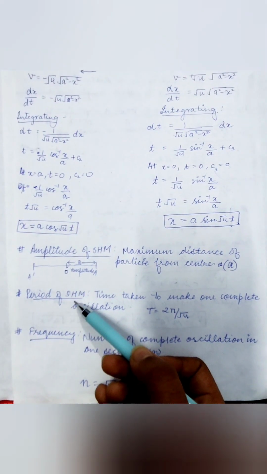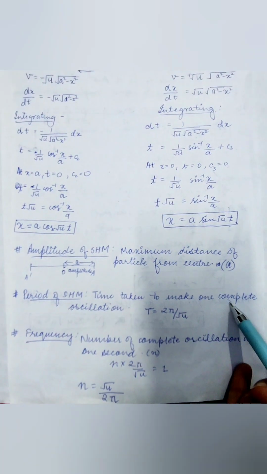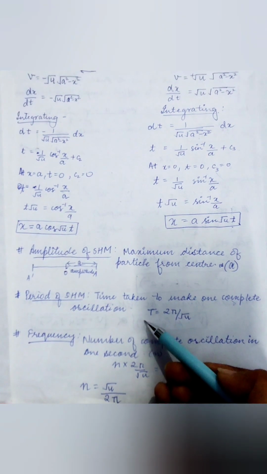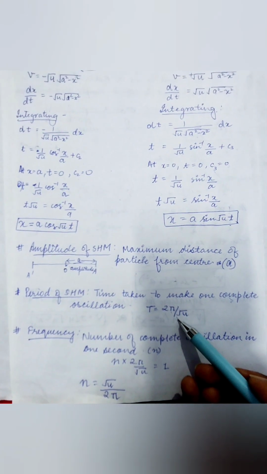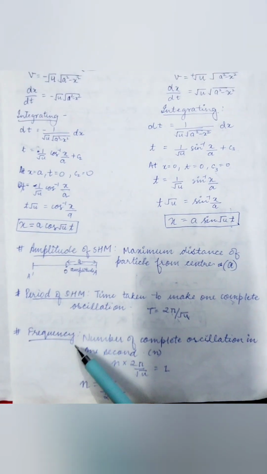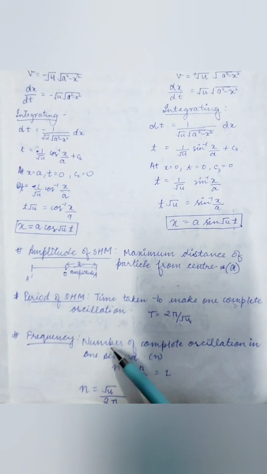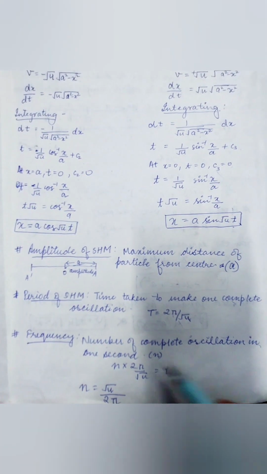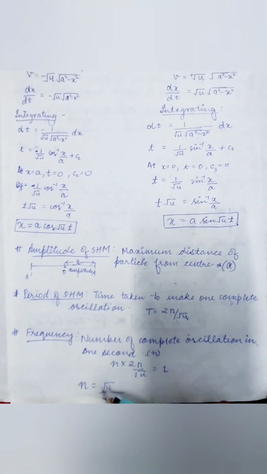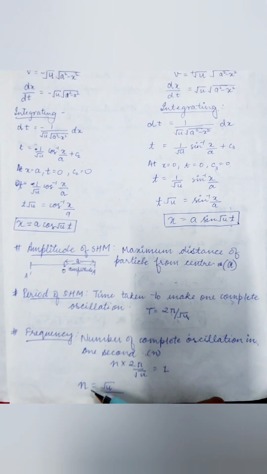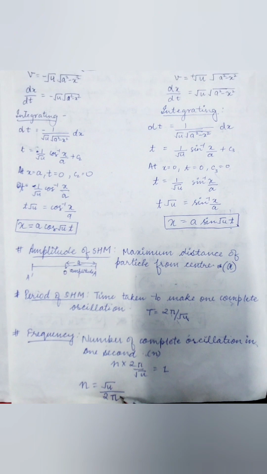Second is the period of SHM, the time taken to make one complete oscillation. Its value is T is equal to 2 pi by root mu. And frequency is the reciprocal of the time period, which is the number of complete oscillations in one second. It is denoted by n, and n is equal to root mu by 2 pi.